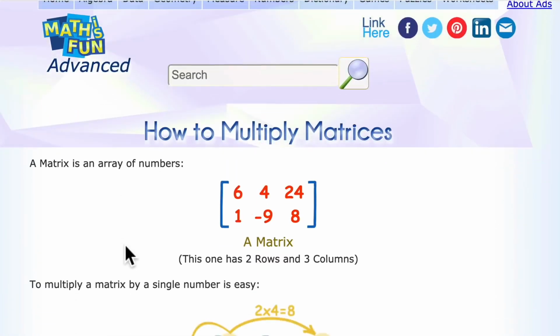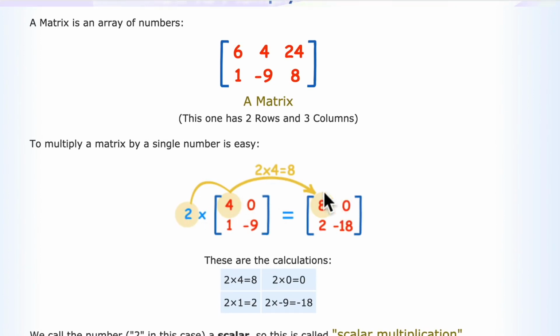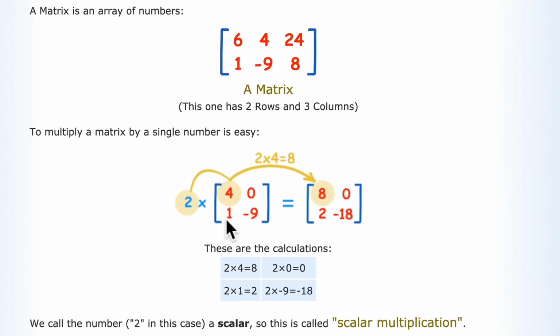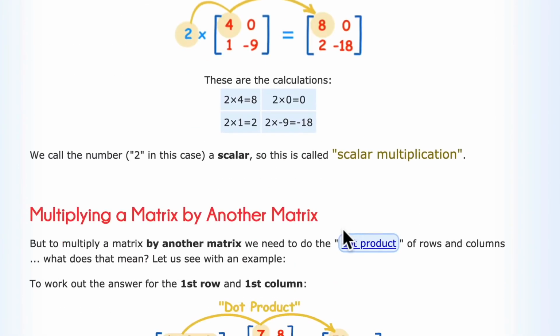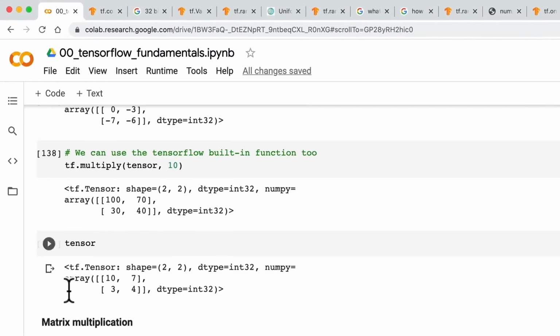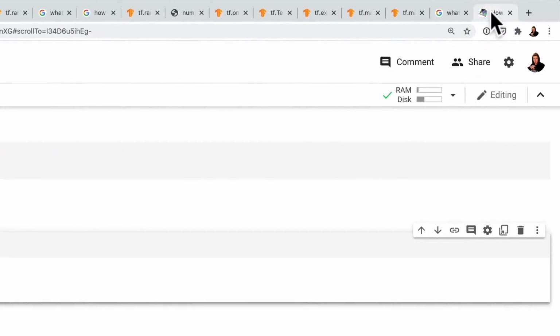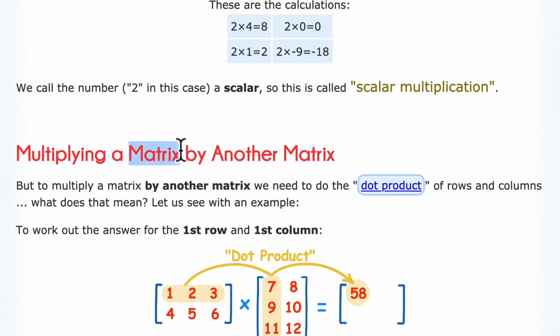A matrix is an array of numbers. To multiply a matrix by a single number is easy. So 2 times 4 equals 8. Yes, that's what we've done, right? So that's element-wise. 2 times 0 equals 0, 2 times 1 equals 2, 2 times negative 9 equals negative 18. Beautiful. However, what if we wanted to multiply a matrix by another matrix? And remember, because we're using TensorFlow, even though this is a matrix, we're referring to them as tensors as well. So I want you to read this as matrix and tensor interchangeably.